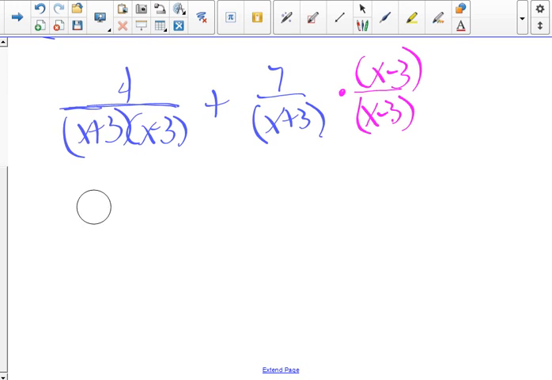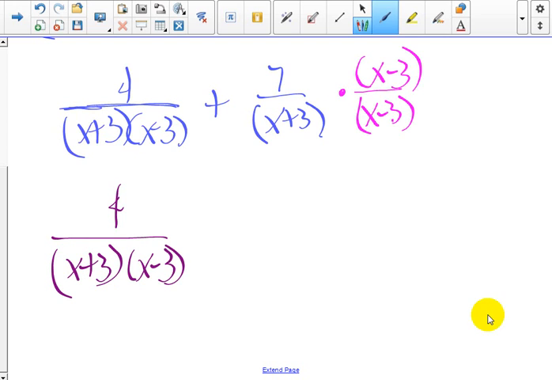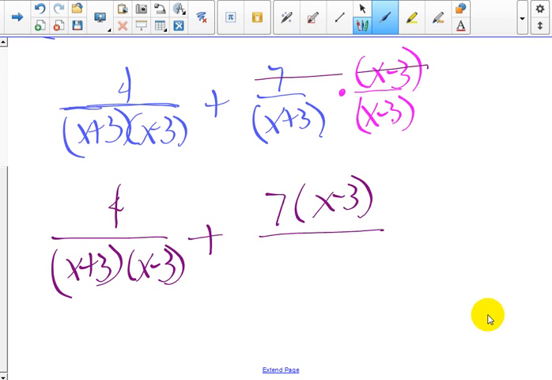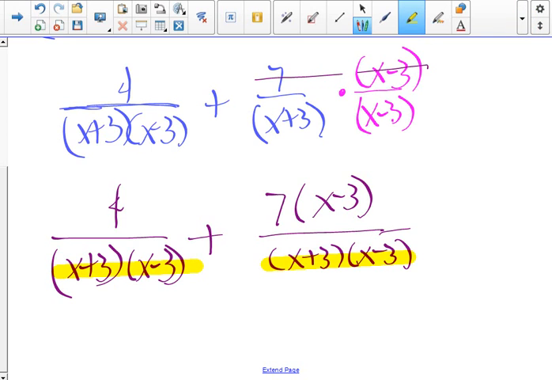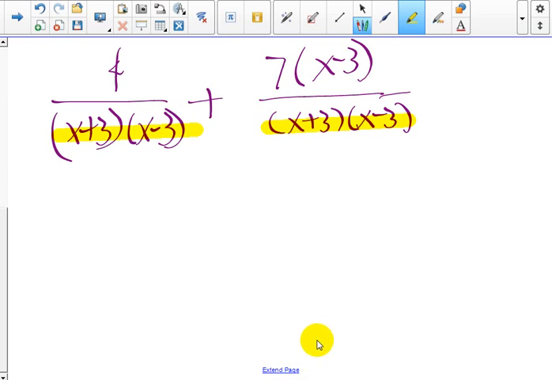Now I'm just going to do a straight copy of my first term, 4 over x plus 3 times x minus 3, plus 7 times x minus 3 over x plus 3 times x minus 3. Now, my denominators should match. So, voila, we've got a good start here. We've got common denominators. Now we can continue to simplify our fraction.